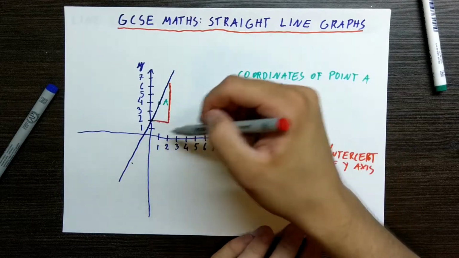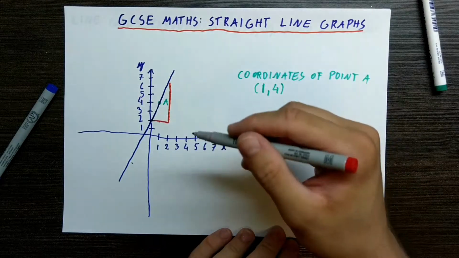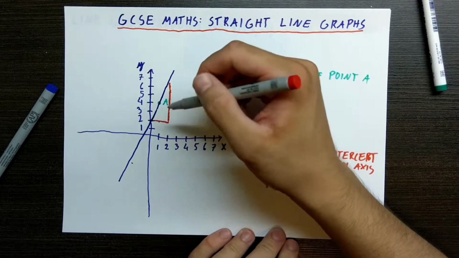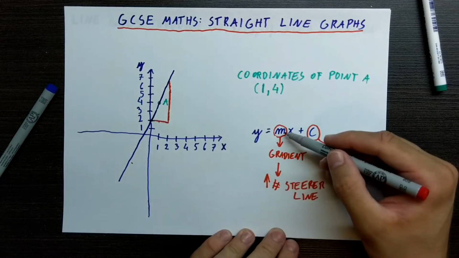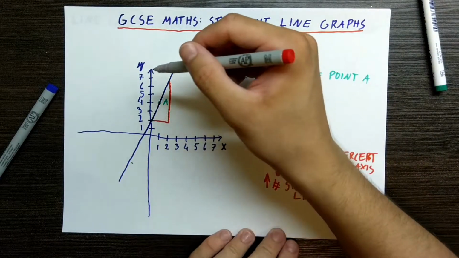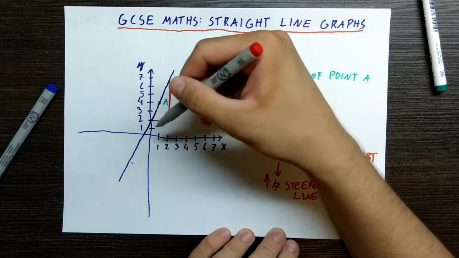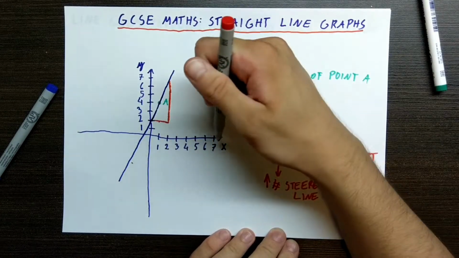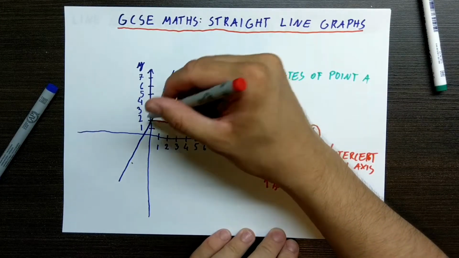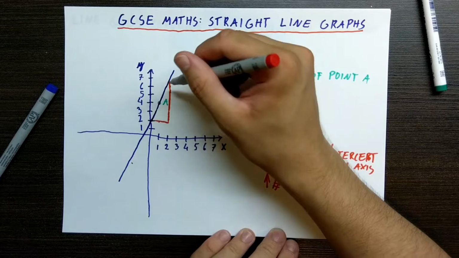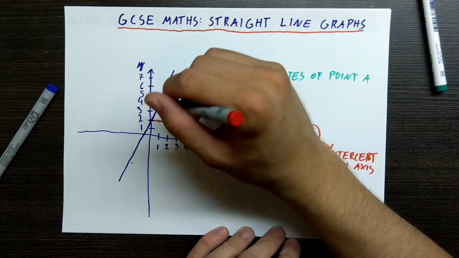Okay, so now we have a triangle. And why did we draw this triangle? Well, we drew this triangle because the gradient is defined as change in y divided by change in x. So this triangle will essentially give us those change values. It is a very neat way of figuring out the gradient.